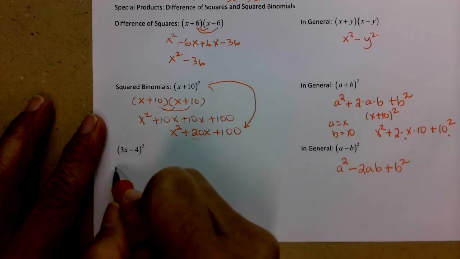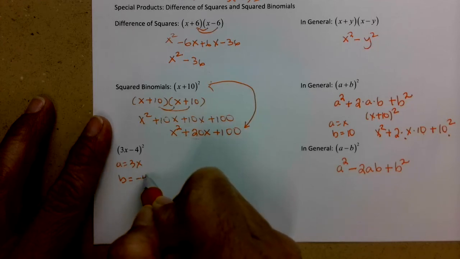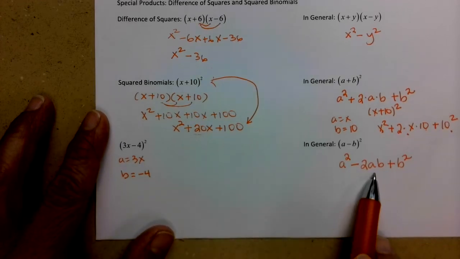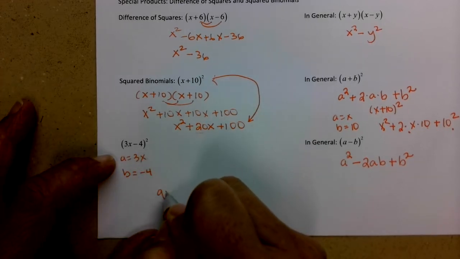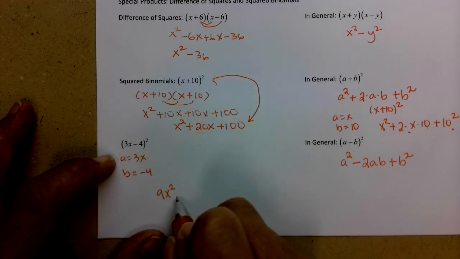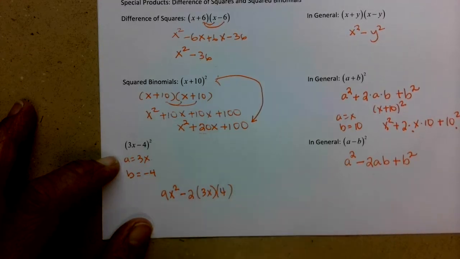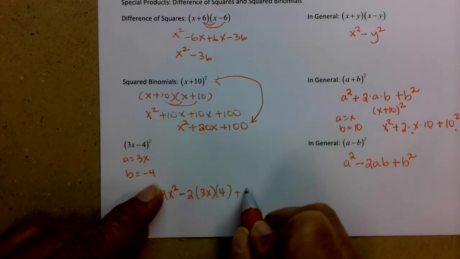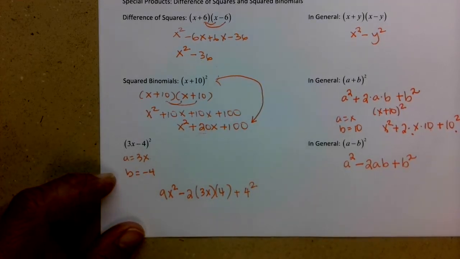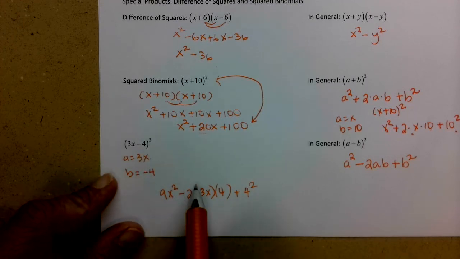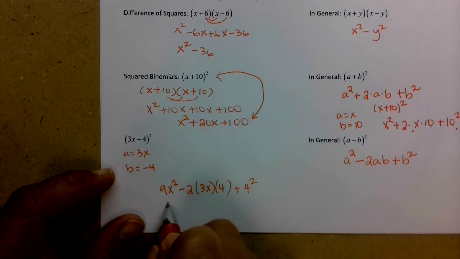Okay, so a is being played by 3x, b is being played by negative 4. So our pattern says, okay, well, I should have a squared, so 3x squared, so 9x squared, square them both, and then minus 2 times 3x times 4, and then plus b squared. Okay. I know I'm being kind of footloose with my signs there. If I use b as being negative 4, then I could just do this as a plus and move the minus over there, but hopefully I didn't lose you on that one.